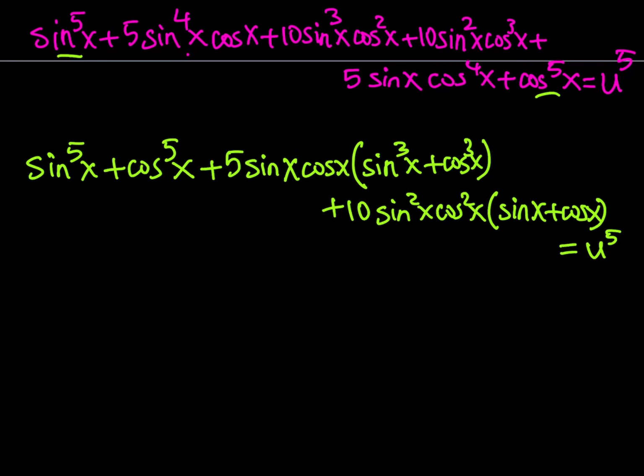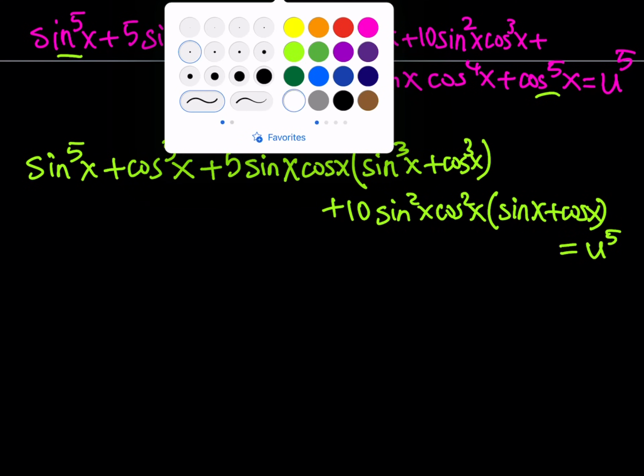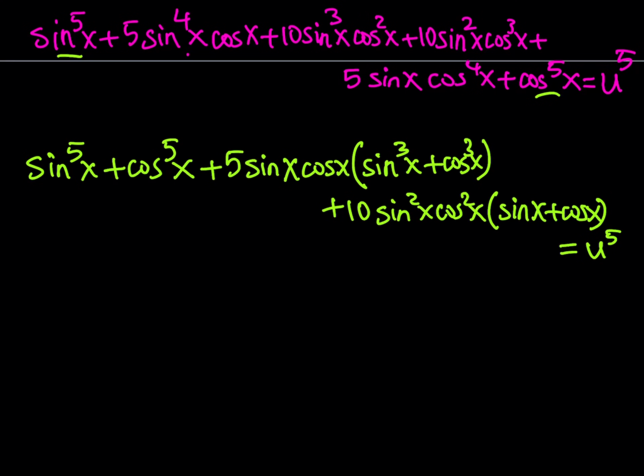Well, first of all, I got the sum of 5th powers. I have the product sine x cosine x. I have the sum of cubes. I have the square of the product, or product squared, whatever. And then I have sine x plus cosine x. So everything looks good. What I'd like to do is substitute everything in place. So I'm going to keep this guy over here by itself: sine x to the 5th plus cosine x to the 5th.